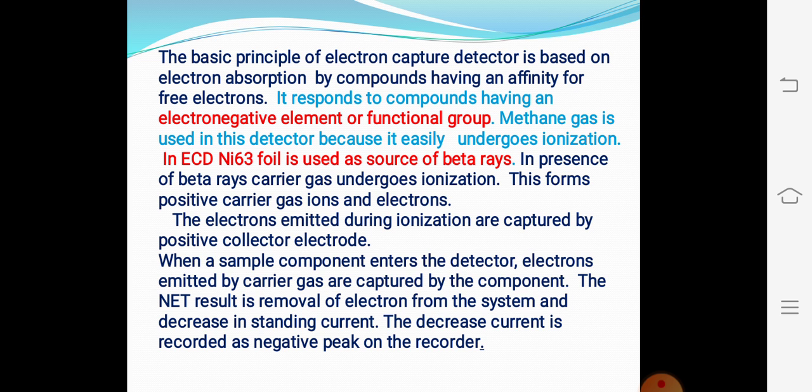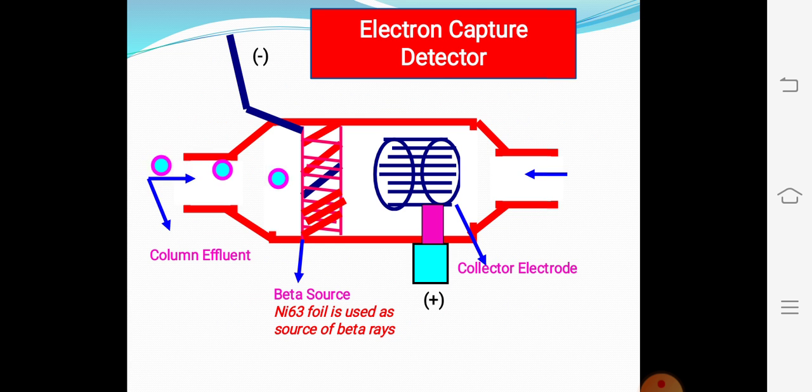The electrons emitted during ionization are captured by the positive collector electrode. When a sample component enters the detector, electrons emitted by the carrier gas are captured by the component, and the net result is removal of electrons from the system and a decrease in standing current. The decreased current is recorded as a negative peak on the recorder.